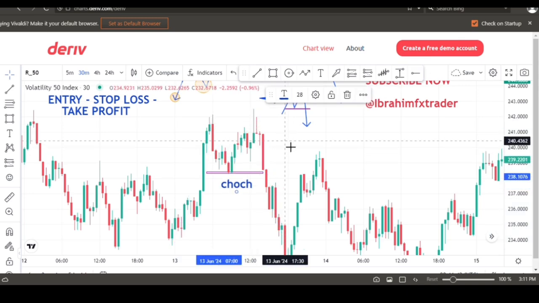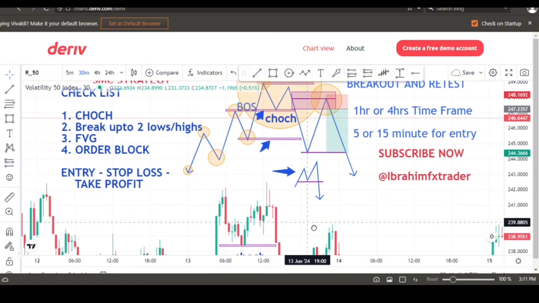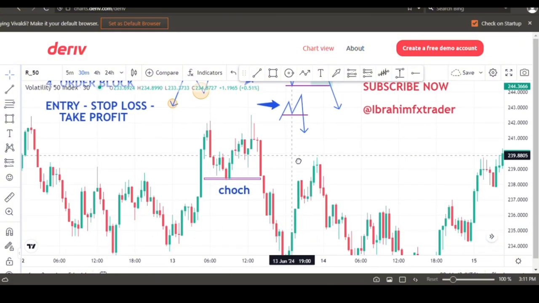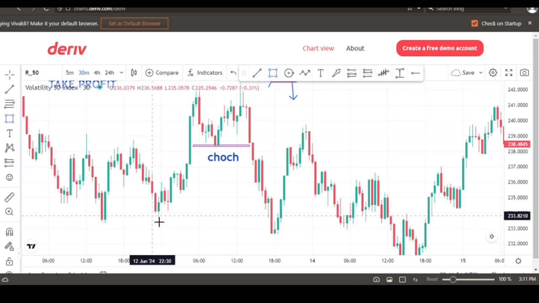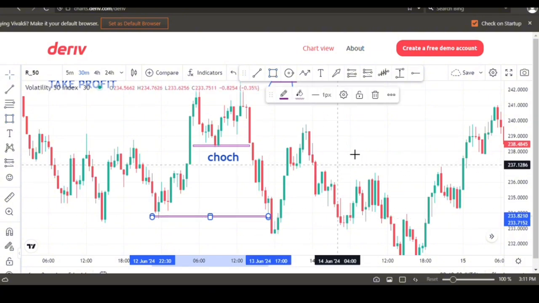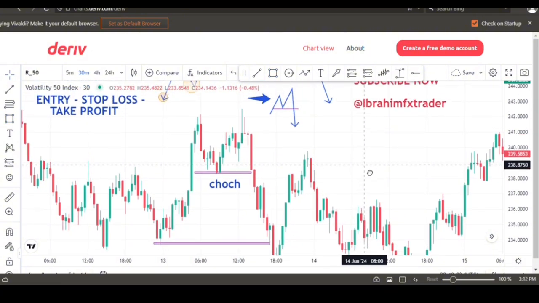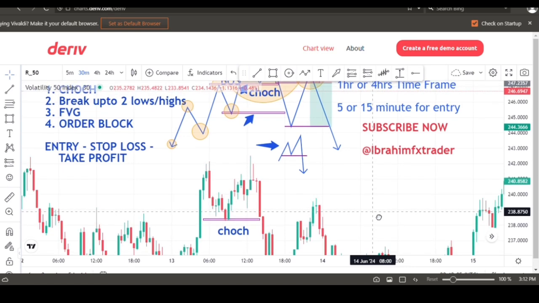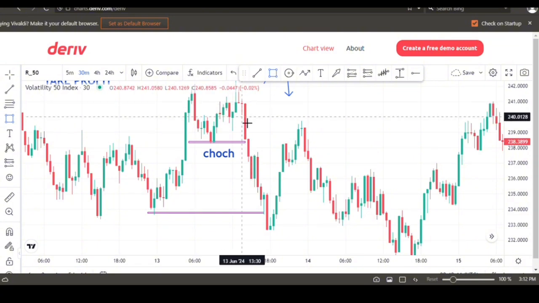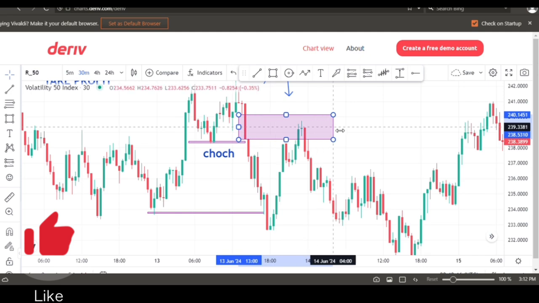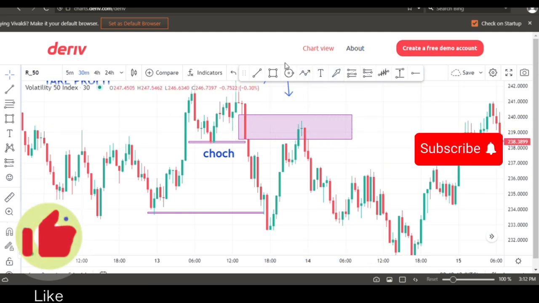So on our checklist, what do we have? We have break of 2 lows. This is our first low and this is our second low. The market broke the 2 lows. So the third confirmation is our fair value gap. This is our fair value gap right here. And this is our order block.